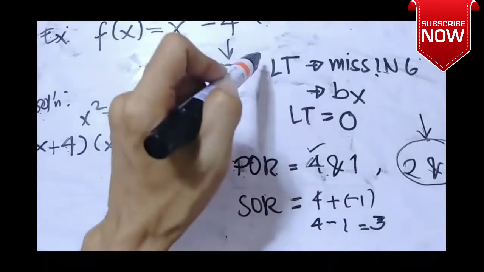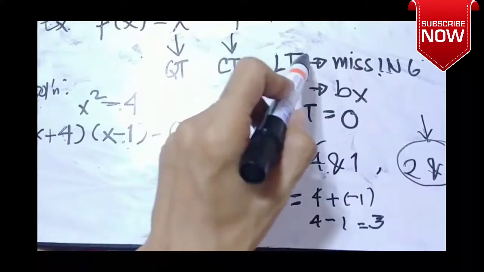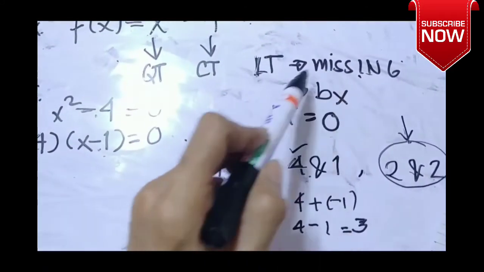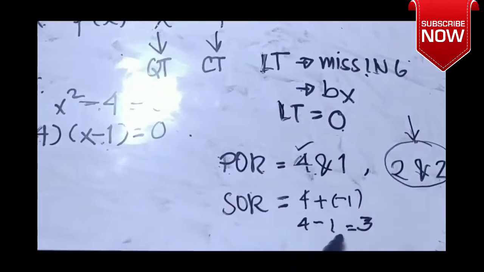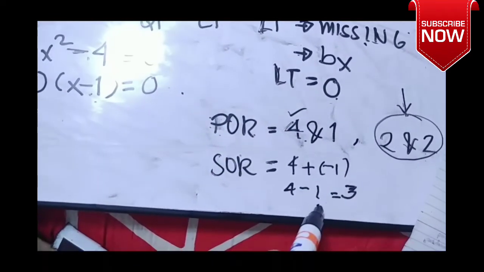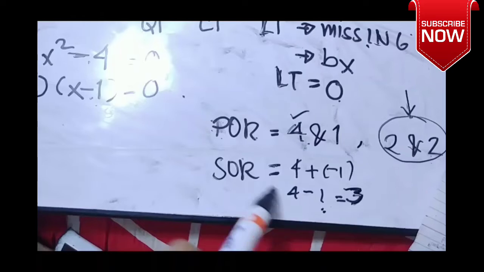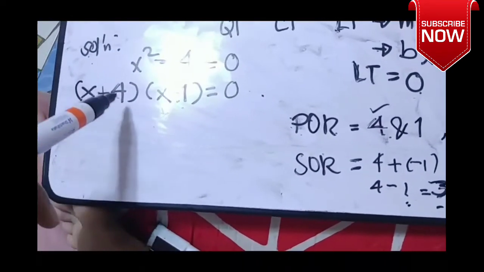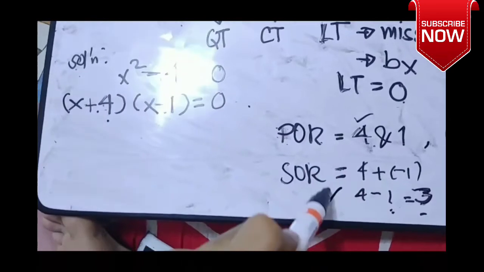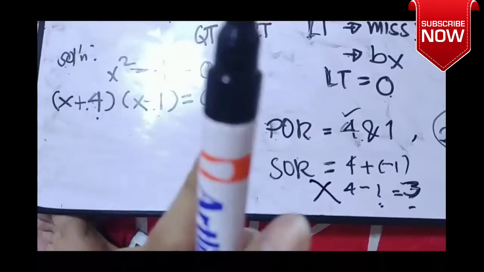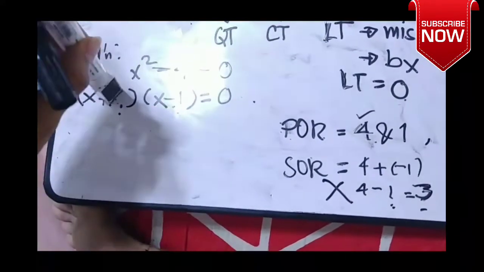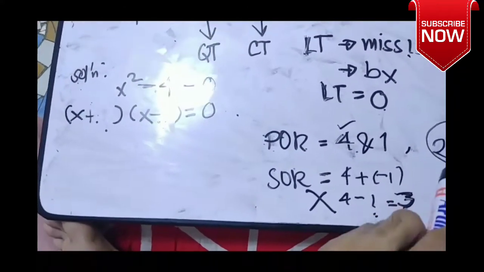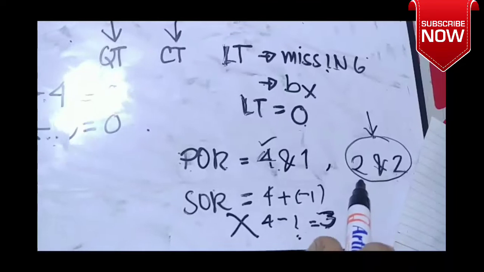But then, as based on our explanation earlier, if linear term is missing, therefore the linear term must be 0. But here, linear term or sum of the terms is 3. Therefore, ang first assumption natin na 4 and 1 ay mali. Yung sum of the roots niya ay mali. Therefore, automatic, mali na yung 4 and 1. Okay. So, let us now try the second assumption, yung 2 and 2.